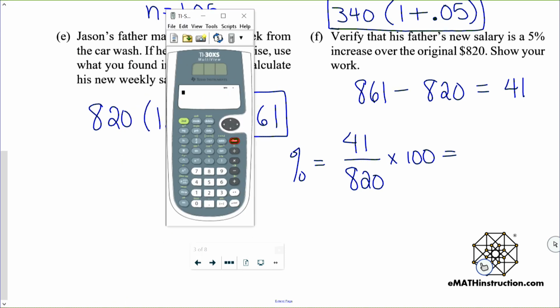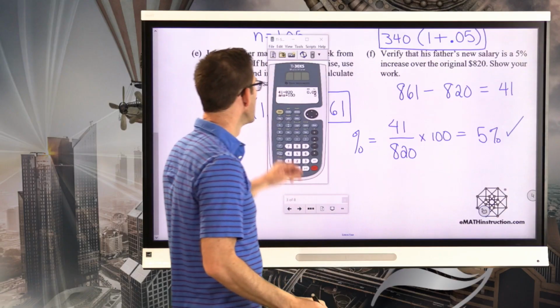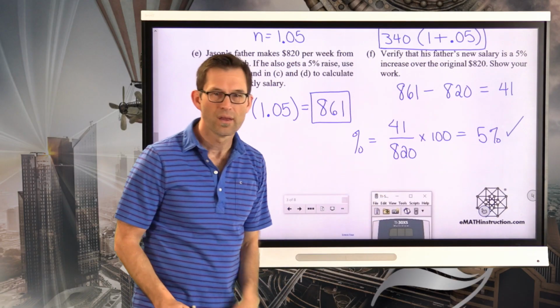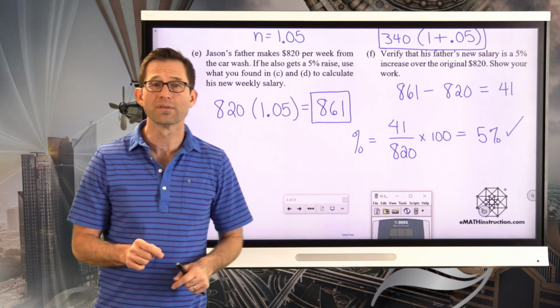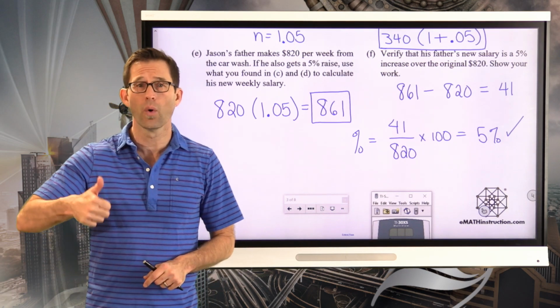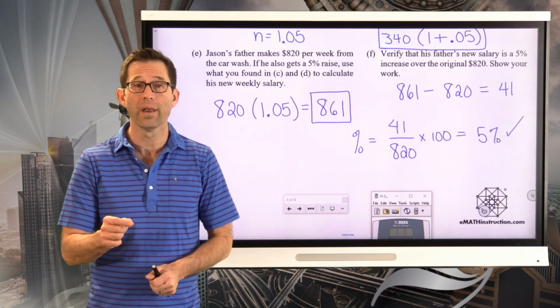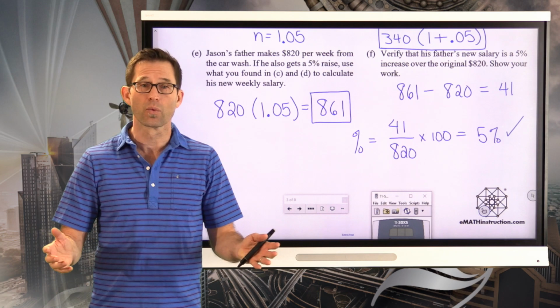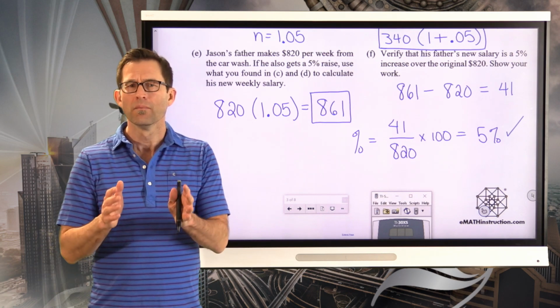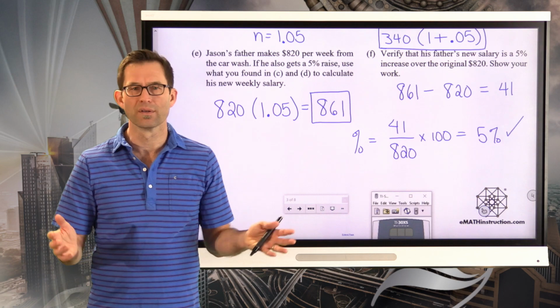So let's take a look. If we do $41 that he got as a raise, divided by his original salary, remember, the original is always the whole. That's 0.05 times 100, and that is a 5% increase. Right. So it appears that to raise something by 5%, to make it go up by 5%, I can multiply by 1 plus 0.05. In other words, 1.05.